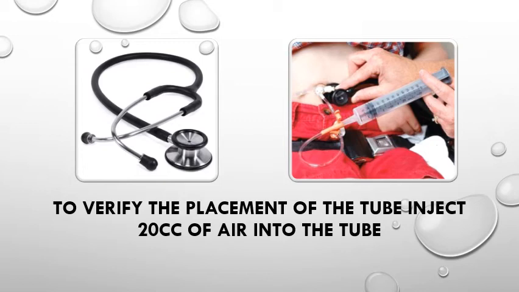Place the earpieces of the stethoscope in your ears and the diaphragm, the part that you listen with, on the abdomen next to where the tube enters the body. Push the 20 cc's of air through the tube while listening for air bubbles in the stomach with the stethoscope. This will sound like blowing through a straw into a glass of water.